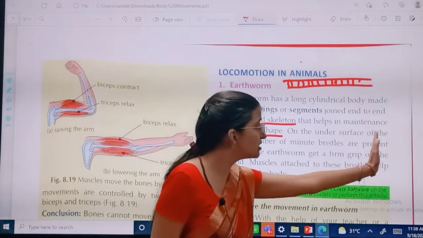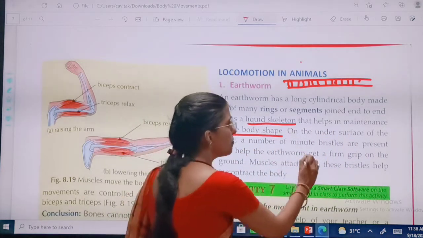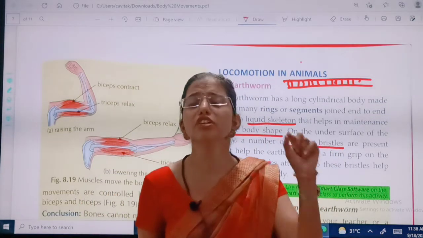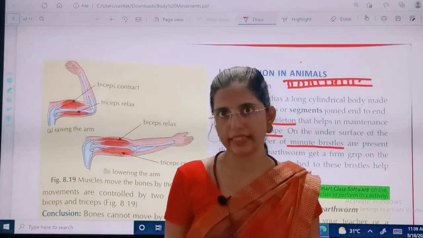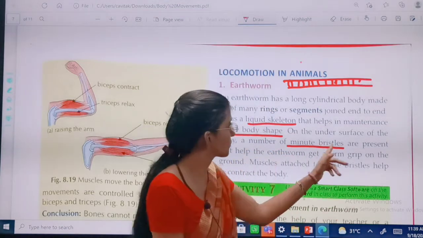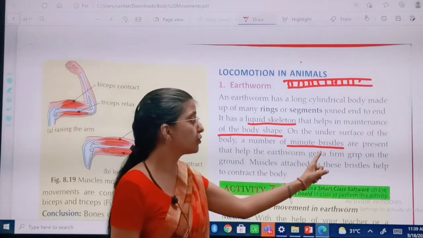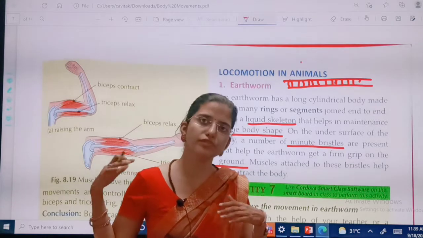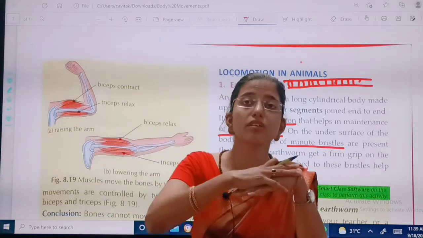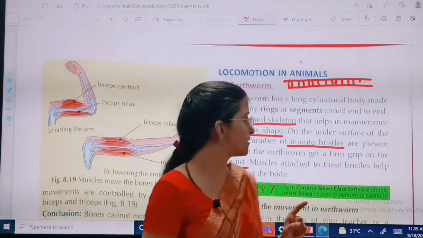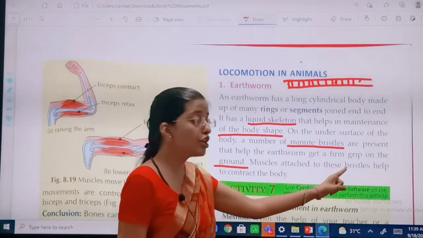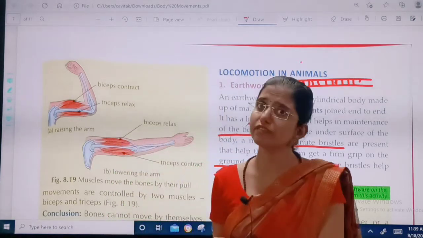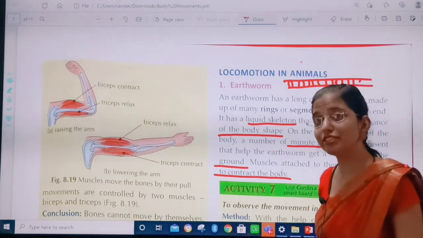On the undersurface of the body, a number of minute bristles are present. Now what are minute bristles? Small hair-like structures are present under the body. That helps the earthworm to get a firm grip on the ground. The earthworm moves on the ground, so to get grip on the ground, there are fine bristles present. Muscles attached to these bristles help to contract the body. And now we will see the segments and the bristles of the earthworm.